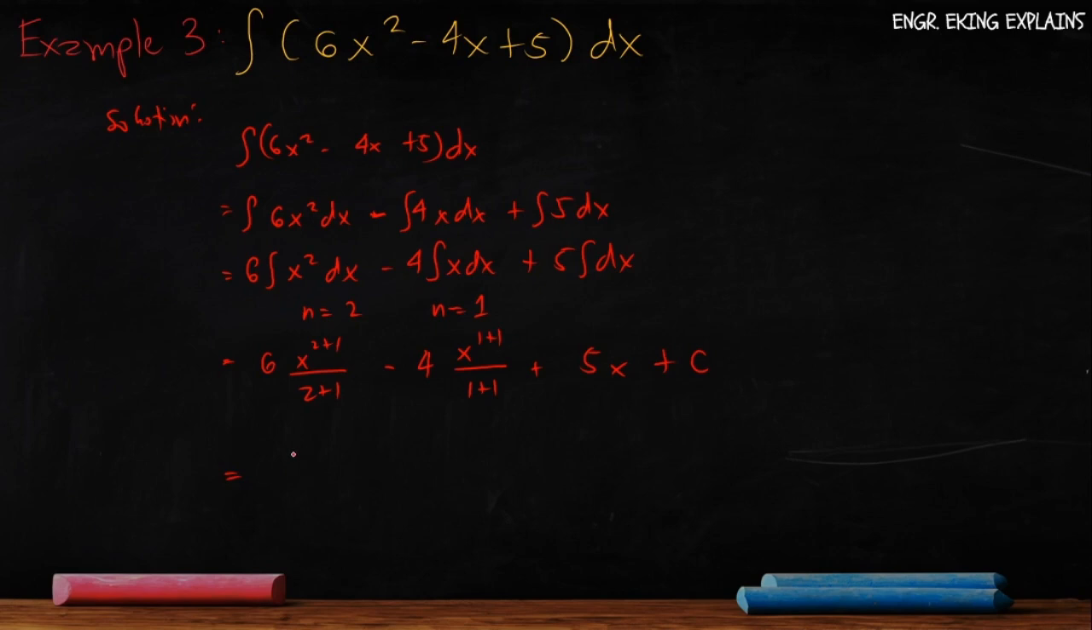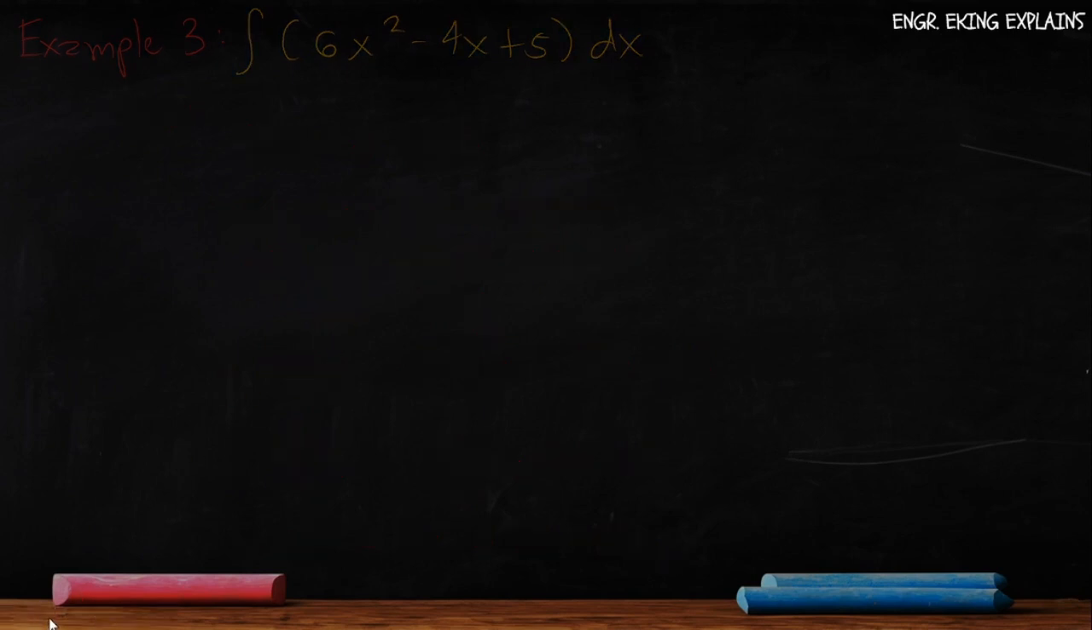So we have 6, so this will be x cubed over 3, so 2 plus 1 is 3, minus 4x squared over 2, plus 5x plus c. Okay, so cancel, this will be 2. Cancel, this will still be 2. So we have 2x cubed minus 2x squared plus 5x plus c. Okay, so this will now be our answer.